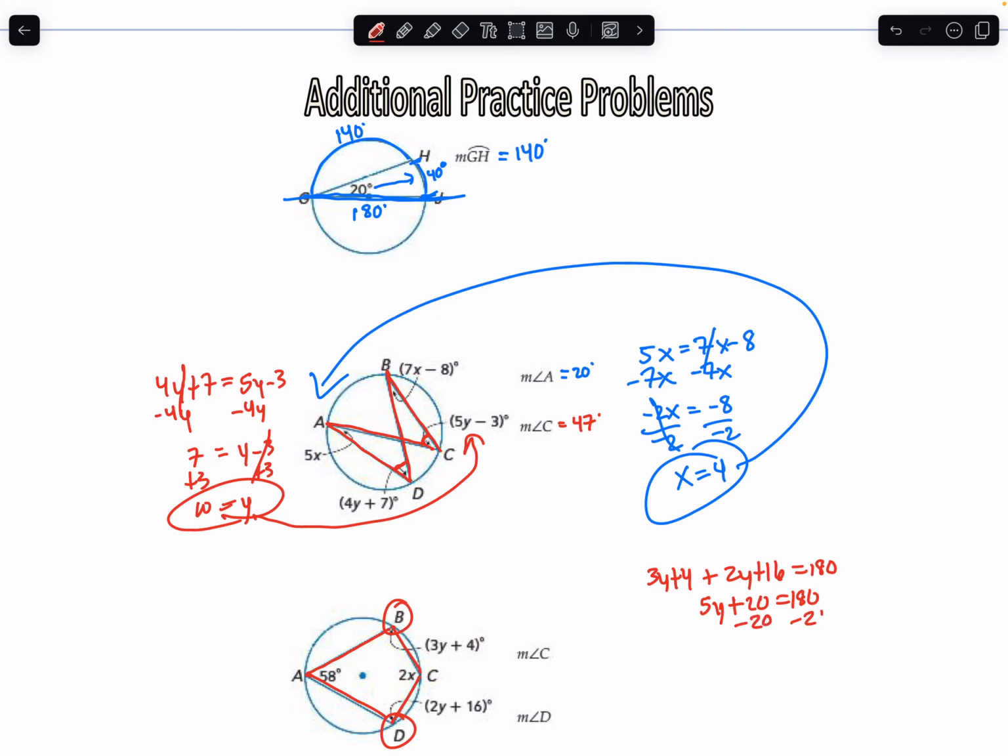Subtract the 20. 5y equals, what is this, 160. Divide both by 5. And y equals 32. I can use the y to plug in to find the angle. Take that, plug it in here, and find the angle. Yeah? 32 times 2 is 64. 64 plus 16 is 80 degrees.